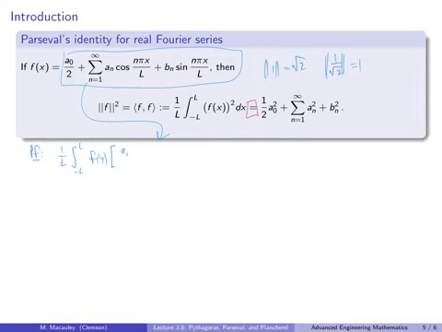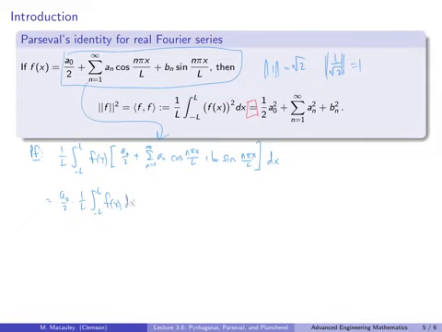So that's a naught over 2 plus the sum of an cosine of n pi x over L plus bn sine of n pi x over L dx. Now let's break this into 3 sums. So this first sum is just a naught over 2. I can pull that out. And then I have this thing here. So let's write that as a naught over 2 times 1 over L times the integral from negative L to L of f of x dx.